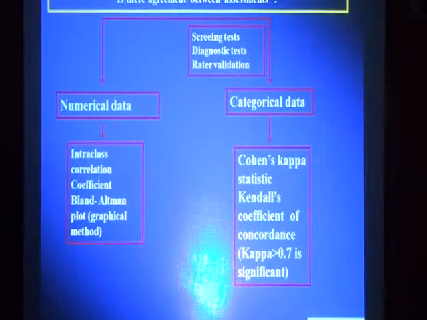If this type of question is there, then you have to use this table. If it is numerical data, then use the intra-class correlation coefficient. If you are using a graphic method, then the Bland-Altman plot. And if it is categorical data, then this test. Now here, what mistakes do people commit?